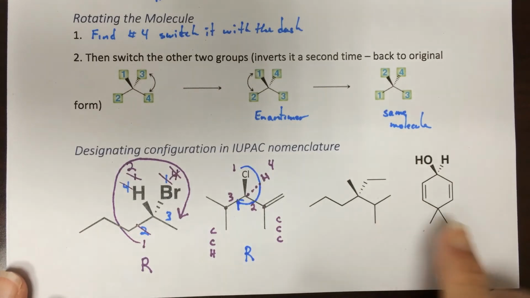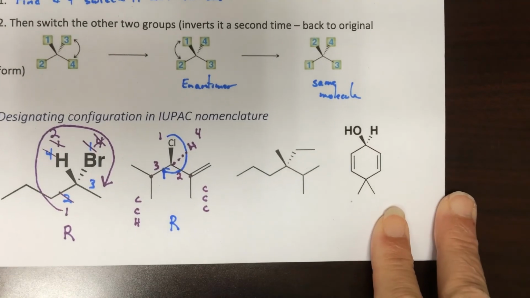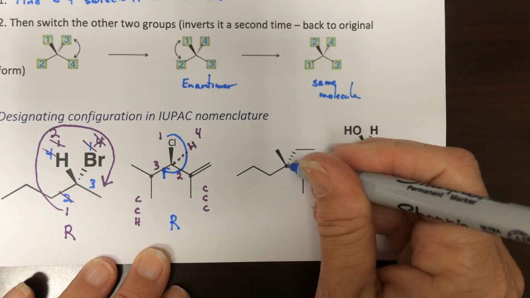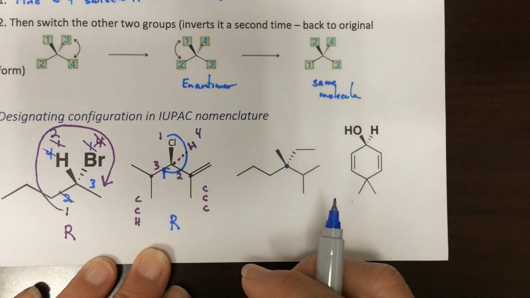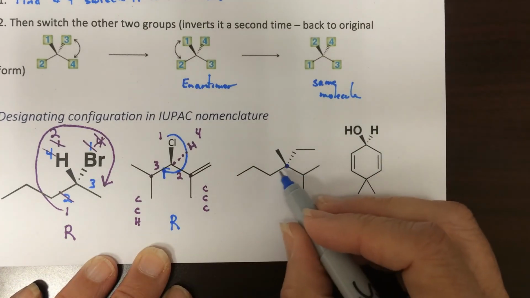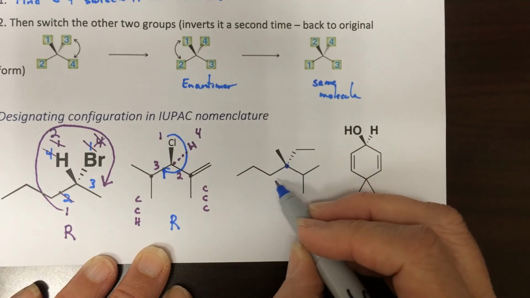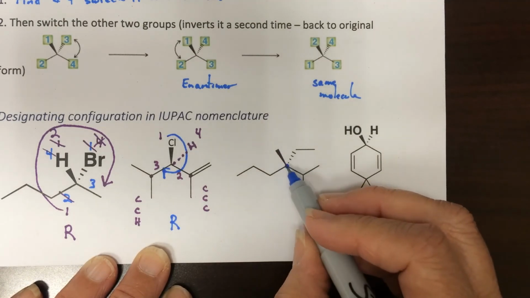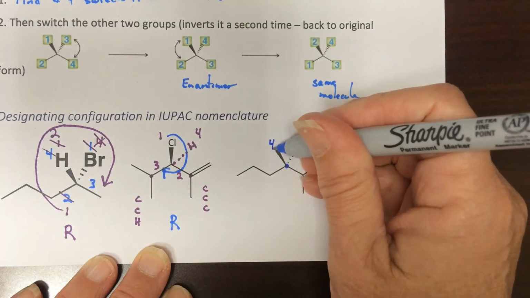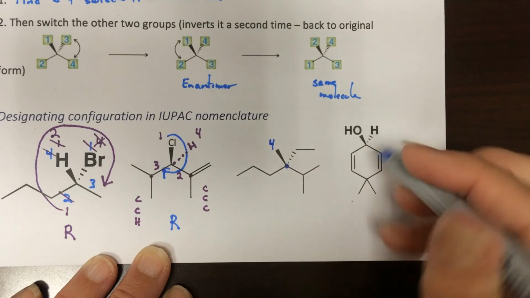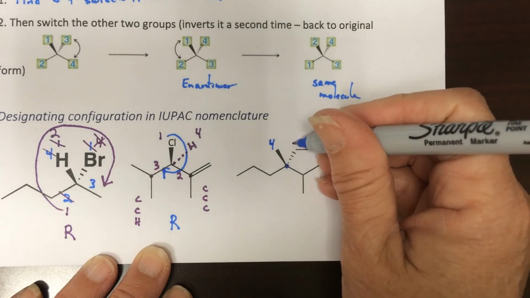So let's look at this one. First, we find our chiral carbon. It's right here. And it looks to me like we've got carbons everywhere, all the way around. So first, let's look. This one is the methyl group, and it's going to be the shortest. So we'll make it number 4. The ethyl group, I'm going to make number 3.